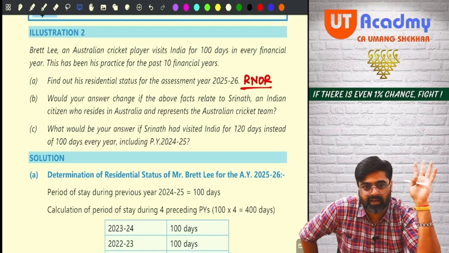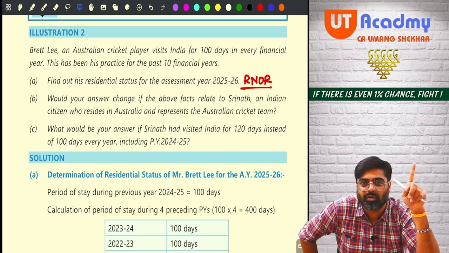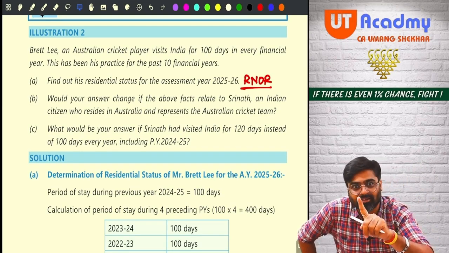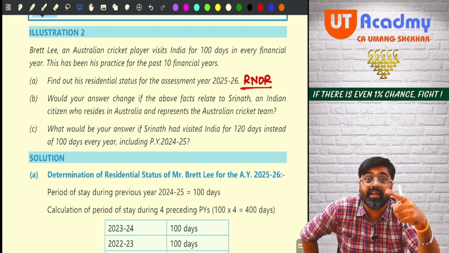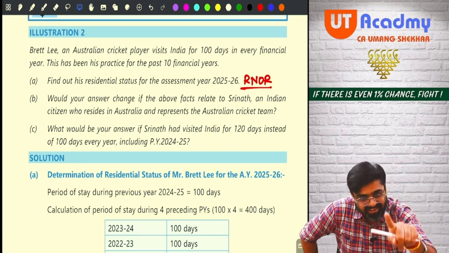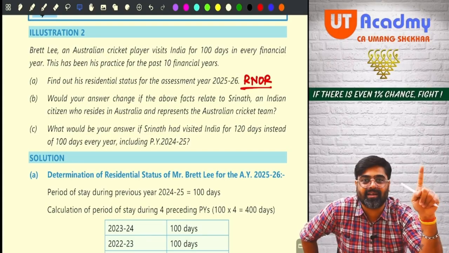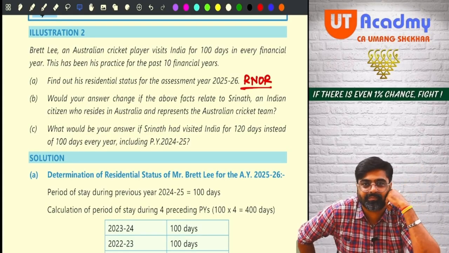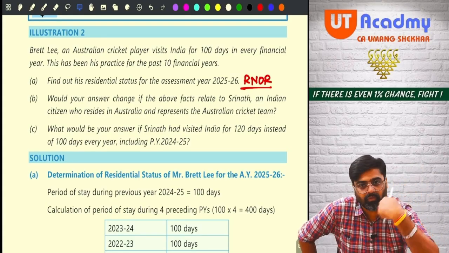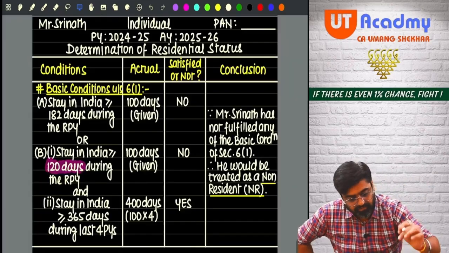Now we will have to check additional conditions also, no? No need to check additional condition. If he has satisfied the special basic condition B, he will become a resident and directly he will be treated as RNOR. Now we have to present this. That's it.